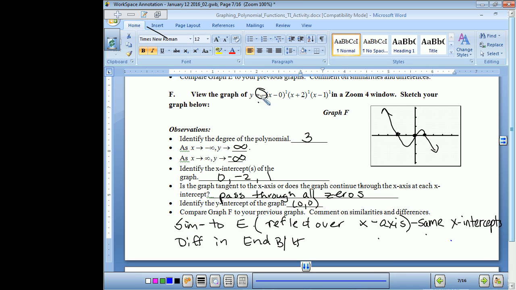Okay. F. So similar to the one before, we still have the same x-intercepts. We still have the same y-intercepts. It's still passing through all of our zeros, but because of the negative out in front, now this got reflected, didn't it? It's going to, as x approaches negative infinity, y approaches positive infinity. It rises to the left and falls to the right.